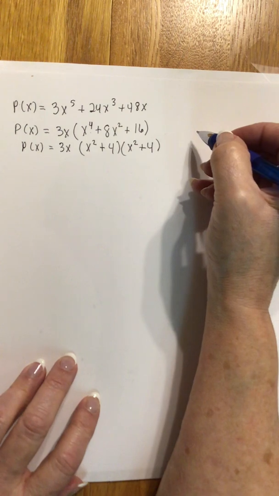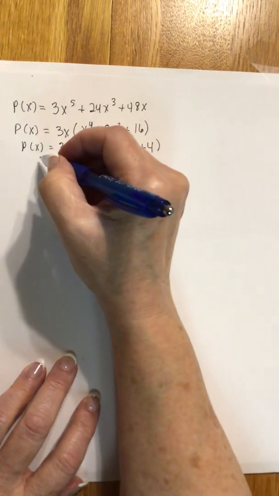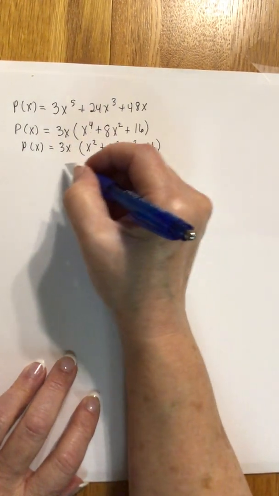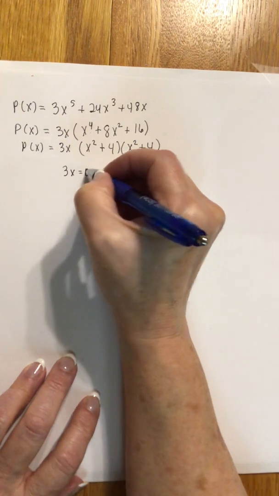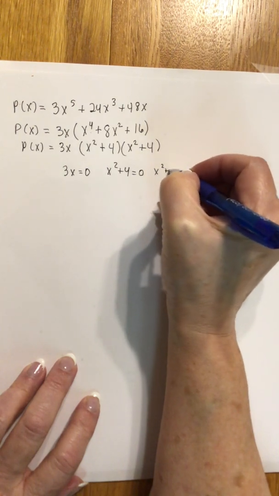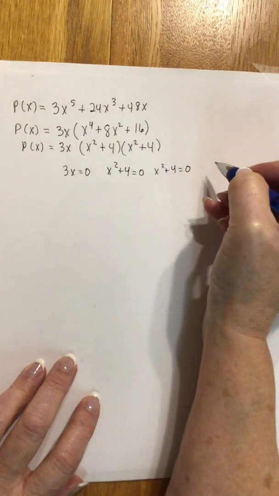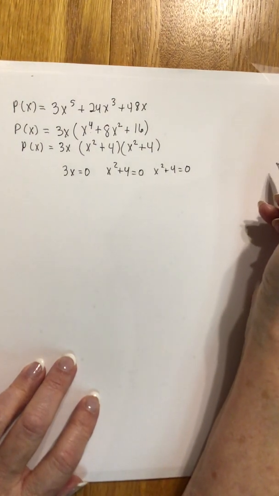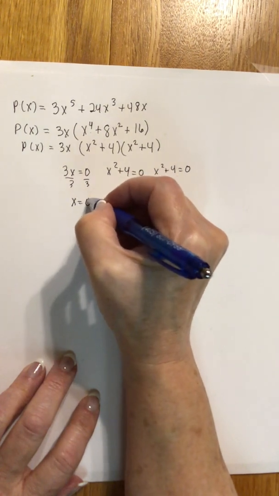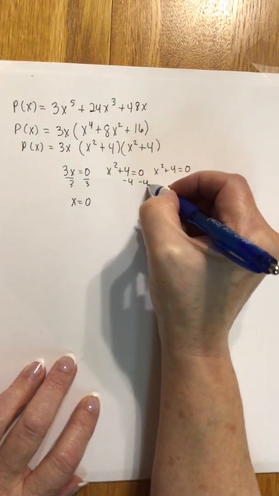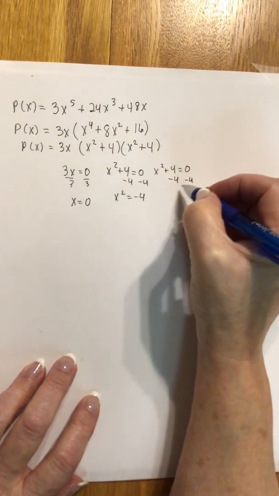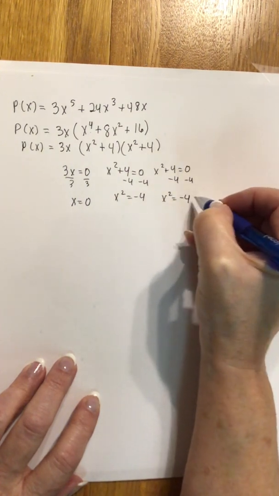Now we're going to use the zero product rule. We want to find the zeros. So we're saying, where is the polynomial going to be 0? Well, if three things multiply to be 0, then one of them has to be 0. So 3x equal to 0, x squared plus 4 equal to 0, x squared plus 4 equal to 0. So now if I divide by 3 on both sides, I get x equals 0 on this one. Minus 4 gives me x squared equals a negative 4. Same thing on this one. x squared equals a negative 4.